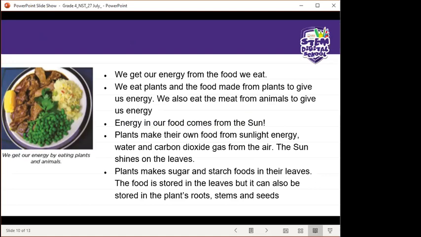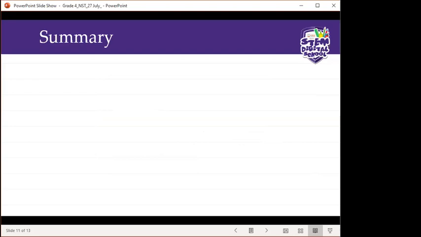Okay. So plants make their own food from sunlight energy, water, as well as carbon dioxide gas from the air. The sun shines on the leaves. Plants make sugar and starch foods in their leaves. Then the food is stored in the leaves, but it can also be stored in plant roots, stems, as well as seeds. Okay. Then here is our summary, but we will also do the questions that we skipped today. We'll do them tomorrow, okay?